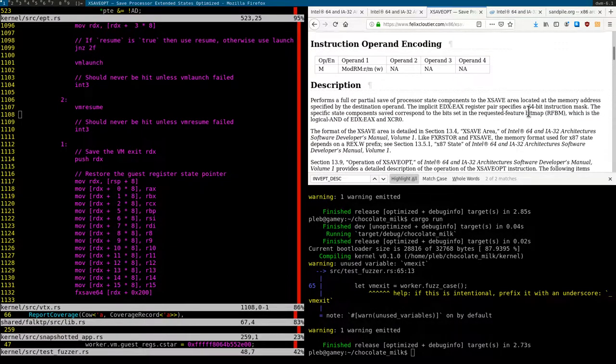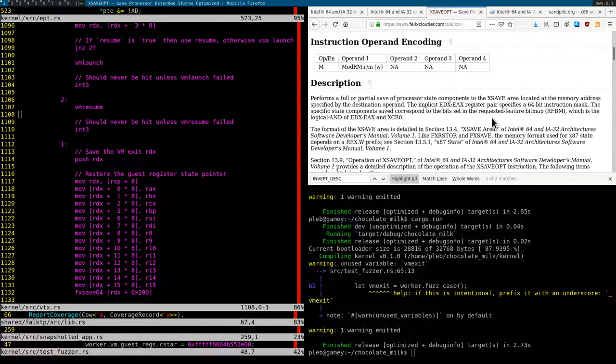The requested feature bitmap, which is the argument you pass in, I think EAX, EDX. And then that's anded with XCR0.